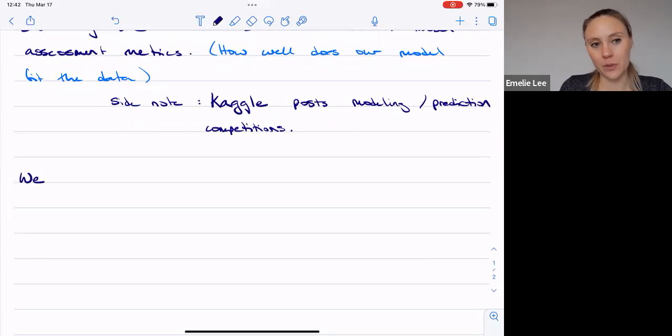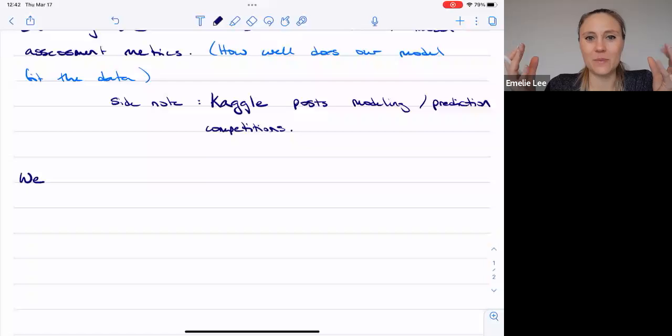We need to remember that we built our model using sample data, right? And so using the sample data to assess our model is a little bit, I want to say, icky. It's a little bit weird, right? Because it's going to perform the best on the sample because that's what it was built off of.